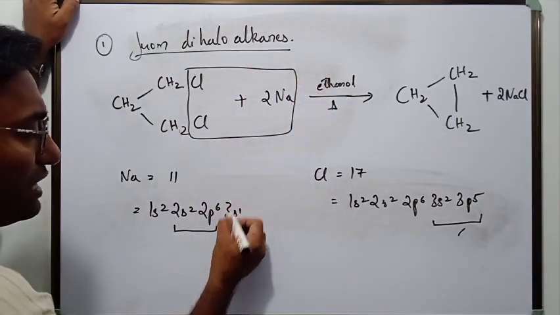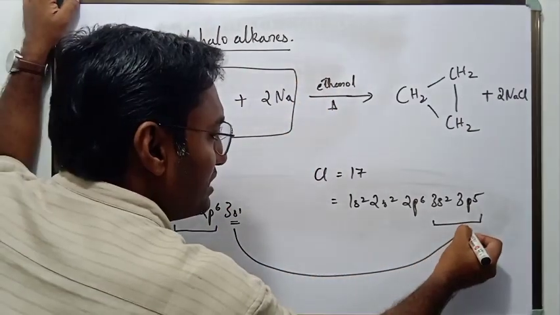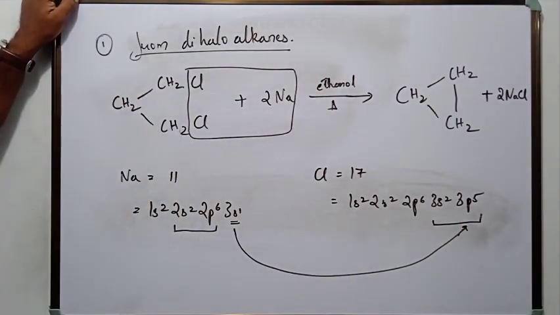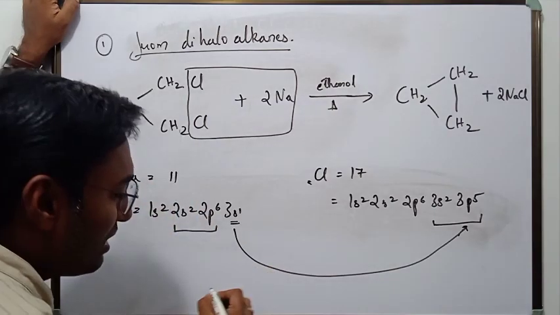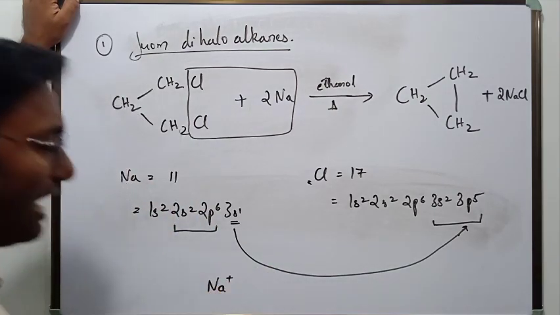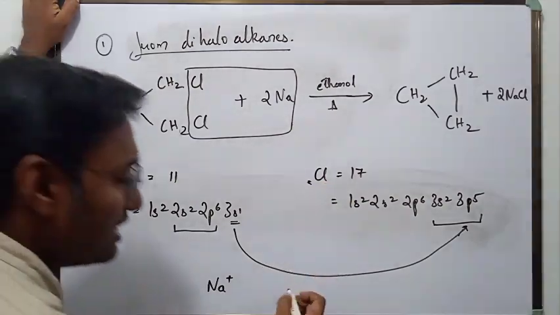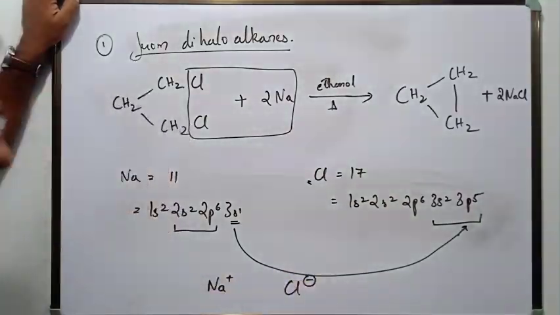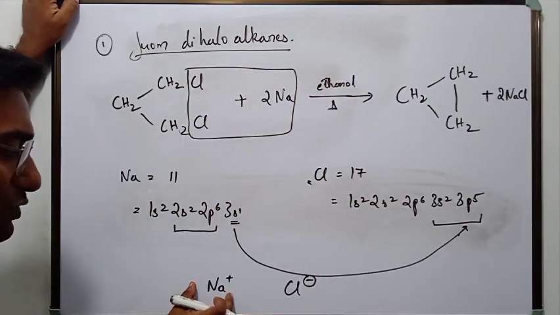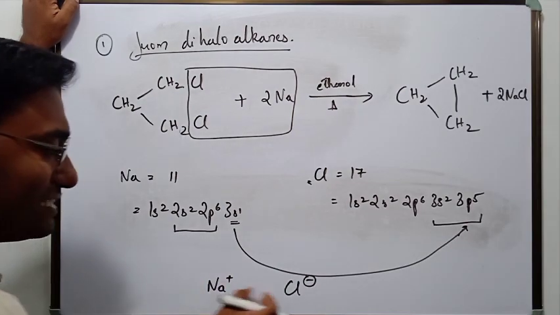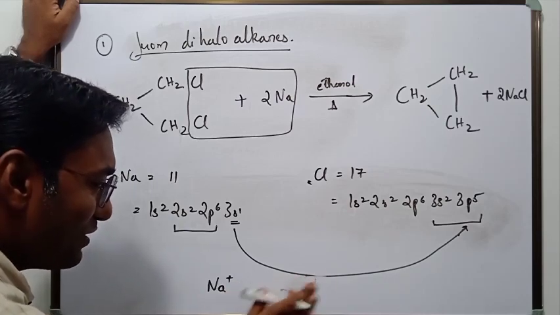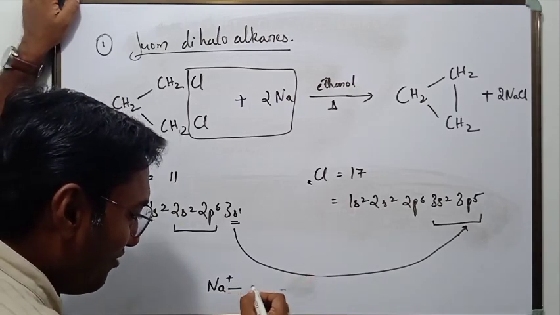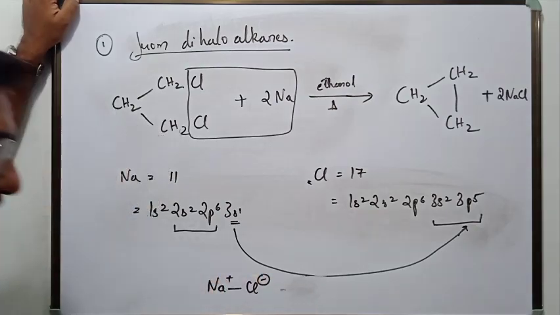This electron here jumps into the third orbit of the chlorine atom. Correct? In the process of losing, Na becomes positive, and in the process of gaining, Cl becomes negative. And now what happens? The nucleus of this sodium attracts the electrons of this chlorine and they come close to each other.